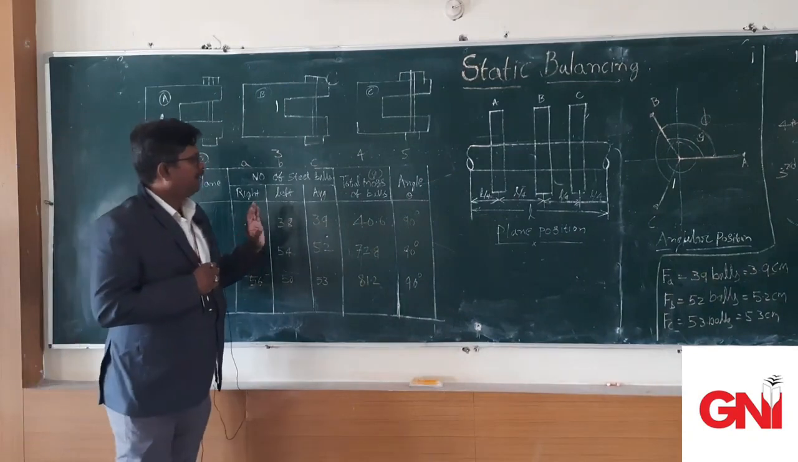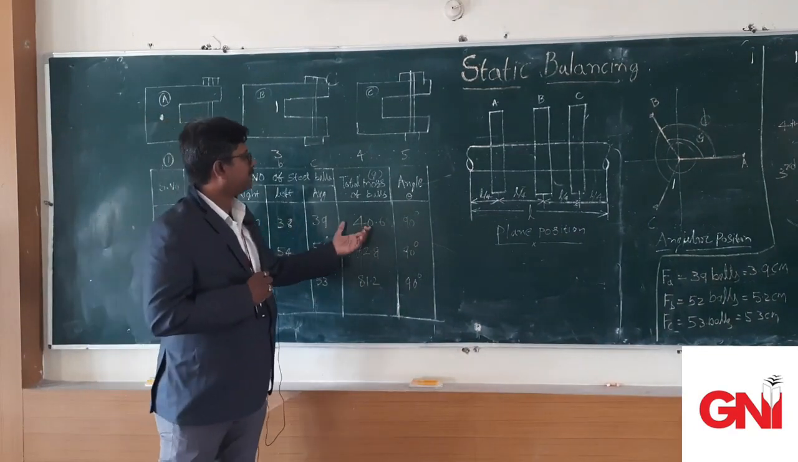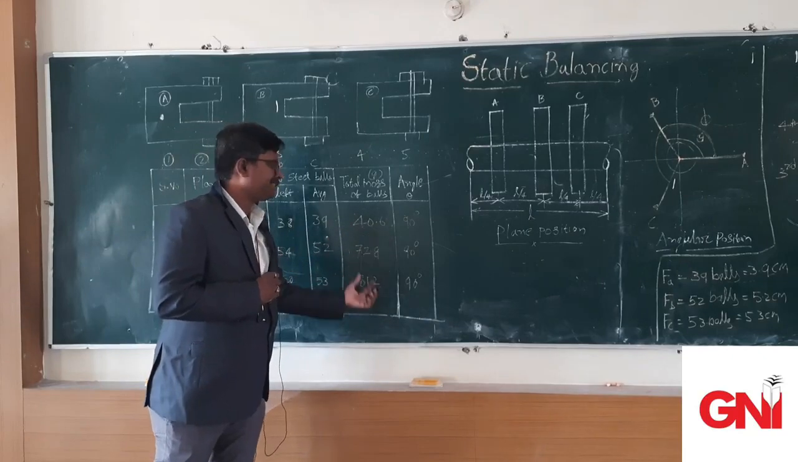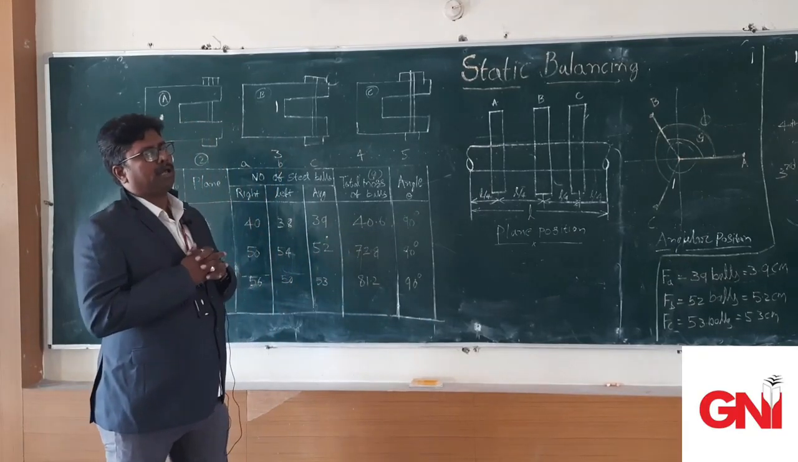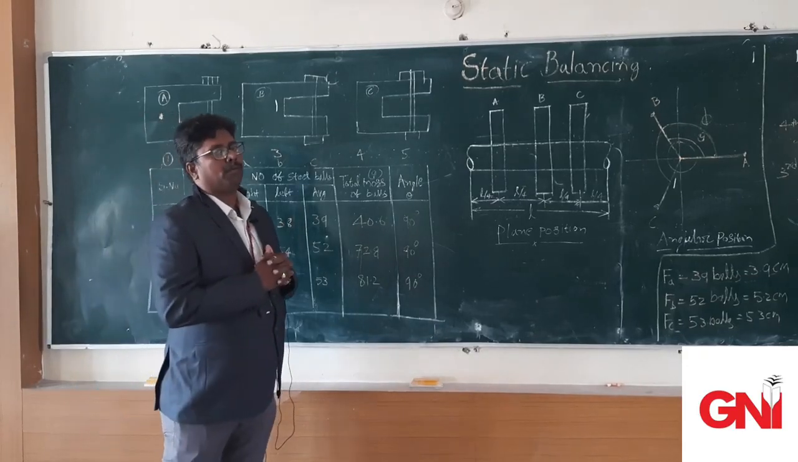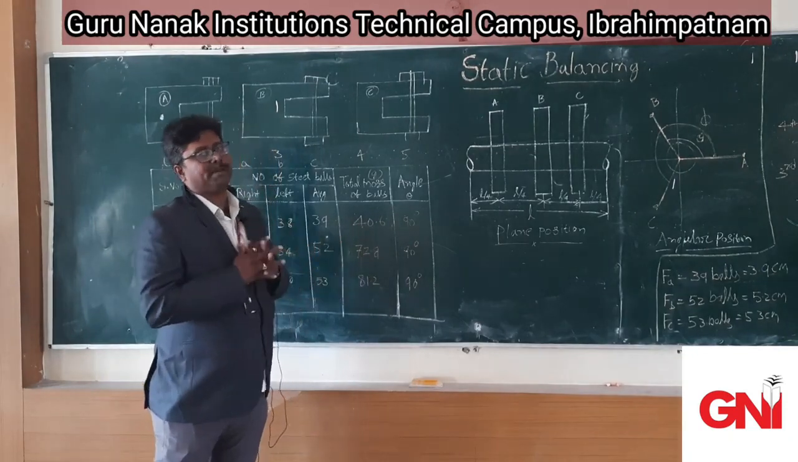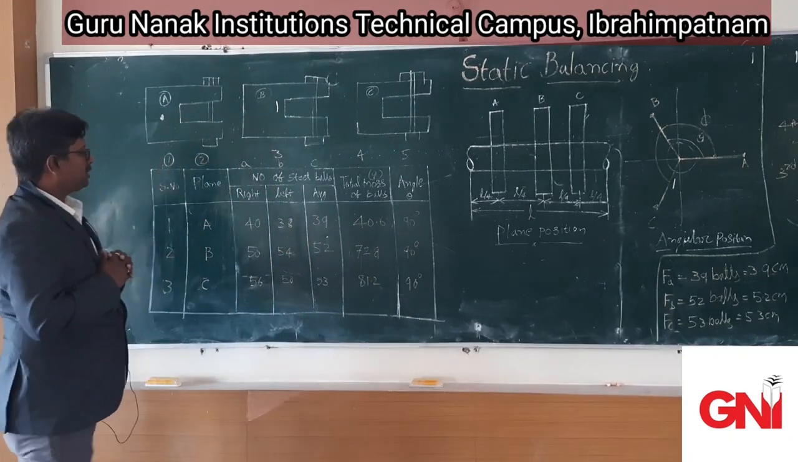If we know the mass of the ball, we can find the total mass of the A block, B block and C block. Even if we don't know the mass of the balls, we can do the angular balancing as well as the linear balancing. So this is the procedure here.